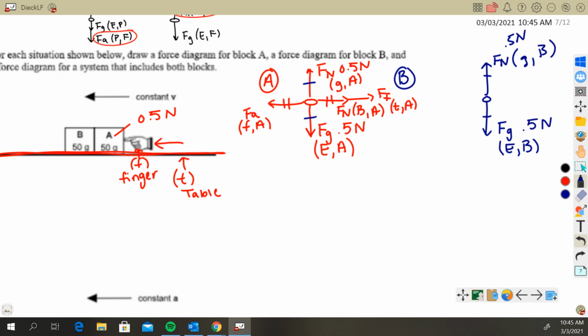It's going to have friction backwards, dealt by the table, felt by B. And it's going to have a normal force pushing on block A because they're connected. Dealt by A, felt by B. Our Newton's pairs are this force normal with this force normal. Do you guys see that?